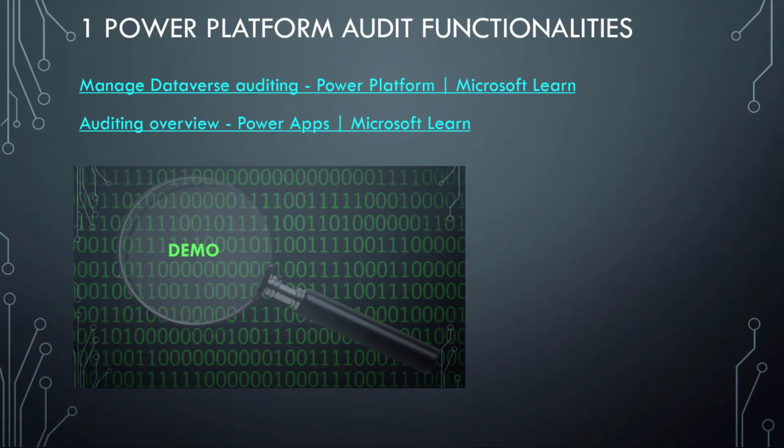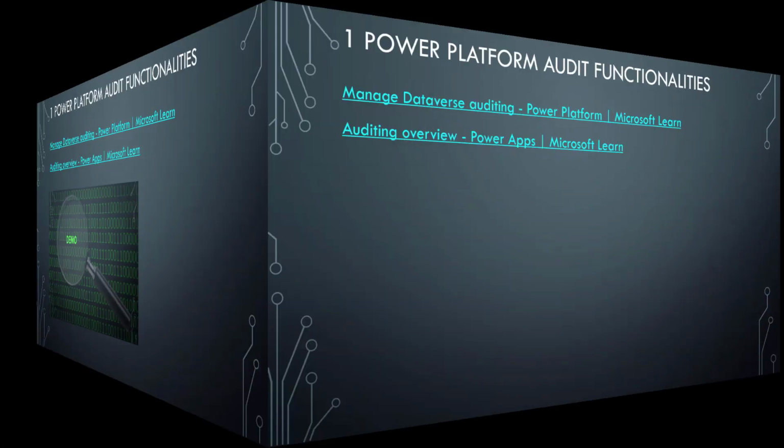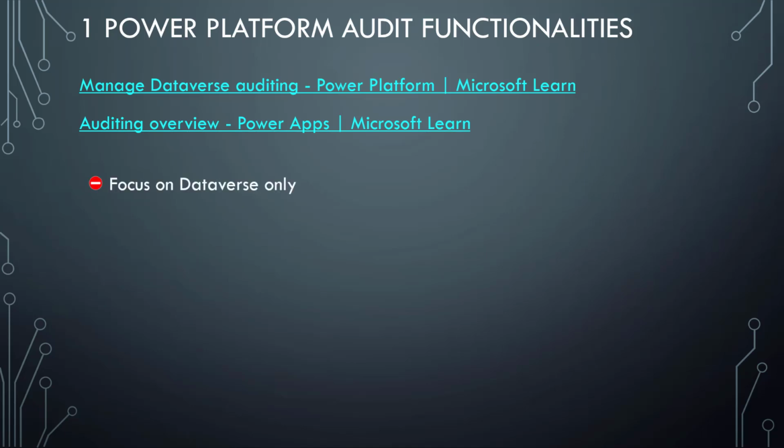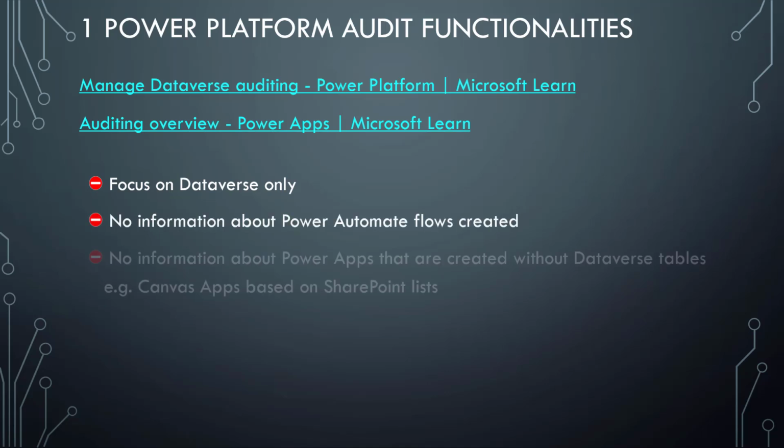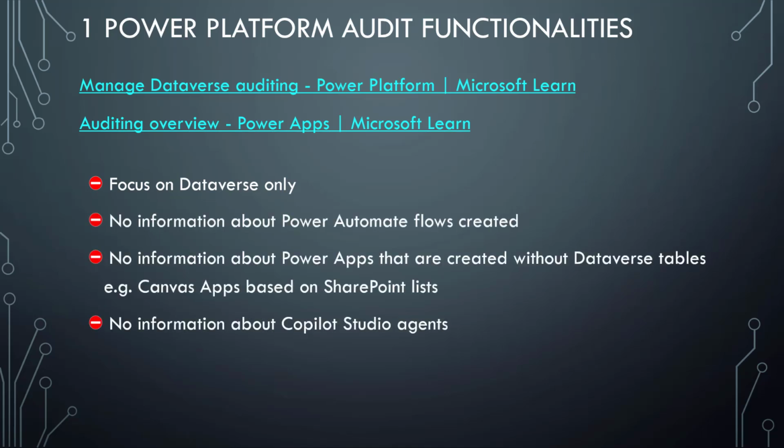Okay, so after this first short demo, here a summary. So what we are doing is focusing basically on our Dataverse environments. We don't see information about Power Automate flows, Power Apps, Copilot Studio. Sometimes you see this kind of information, but not in a very clear way. So if you created an app, directly look into this, then you can see, okay, somebody logged on. But in general, it's very difficult to find out, for example, who created a Power App, and so on.